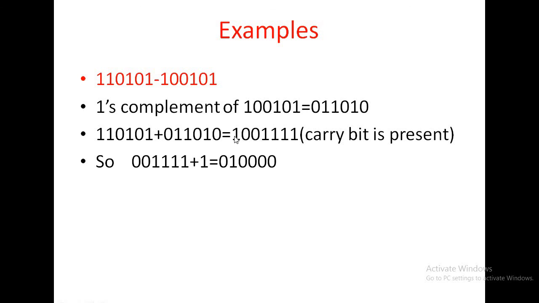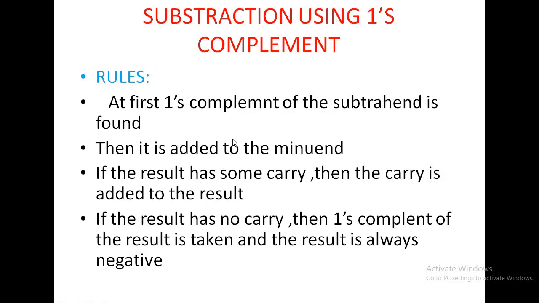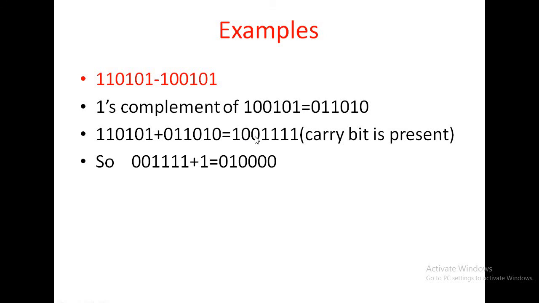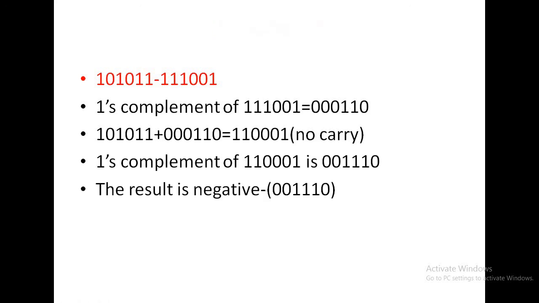Whether carry is present or not: this is a 6-bit number, this is a 6-bit number, and the result is a 1 2 3 4 5 6 7, 7-bit number. 7-bit number means carry is present and the carry is 1. If carry is present, then the carry is added to the result. Okay. So the result plus 1 gives the final result. In this way, we can perform the subtraction of two binary numbers using 1's complement.